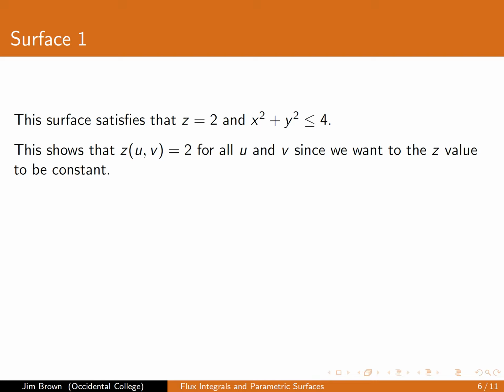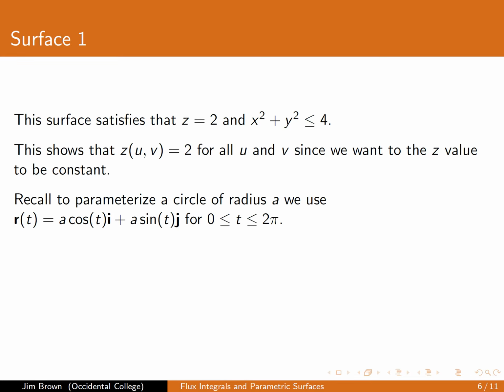Now for the other part, we need to parameterize. How do we parameterize a disk? So recall to parameterize a circle of radius a, we would just use r of t is equal to a cosine t i plus a sine t j, and we let 0 be less than or equal to t less than or equal to 2 pi. But here what we need to do is we need to let that radius vary, because we want a disk, so we want all the radiuses from 0 to 2.